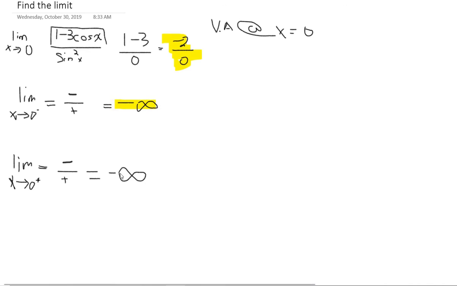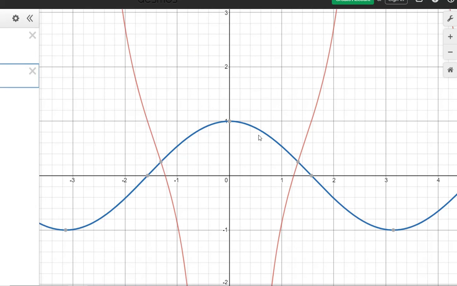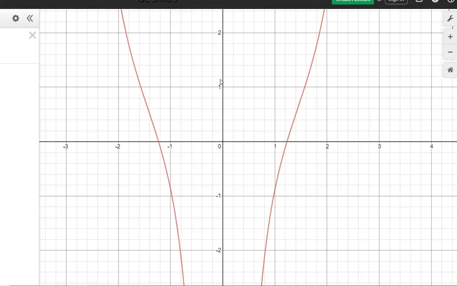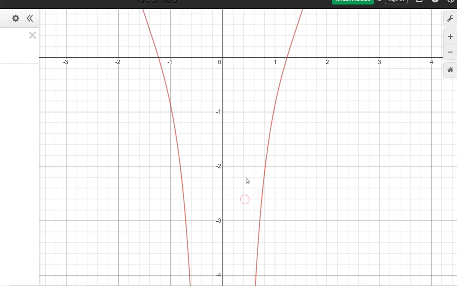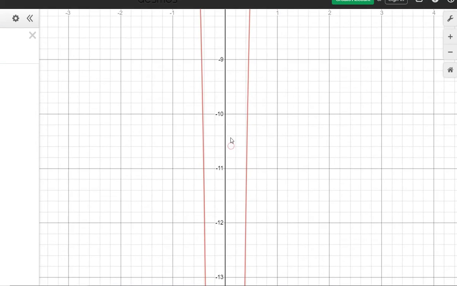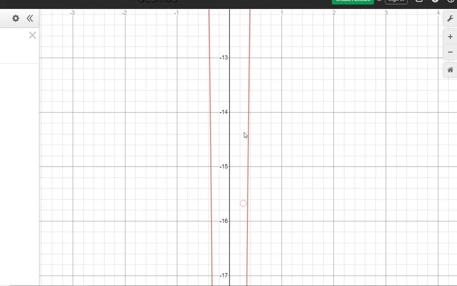And if this doesn't make sense, we can take a look at it graphically just to cement your understanding. Now we're just going to focus on the red graph here. This is the graph of 1 minus 3 cosine over sine squared. And look here, so we know there's a vertical asymptote at 0. It's this vertical line at 0. So we know it should never touch it, but it's approaching it. And they're both going downwards. They're both approaching negative infinity, so we know that our limit approximation was correct.